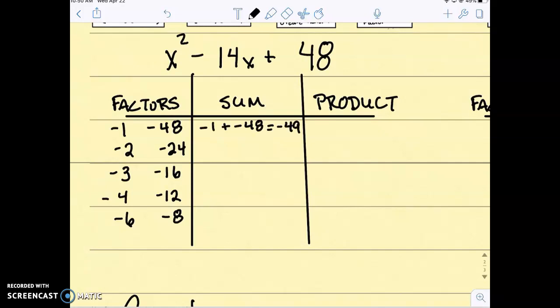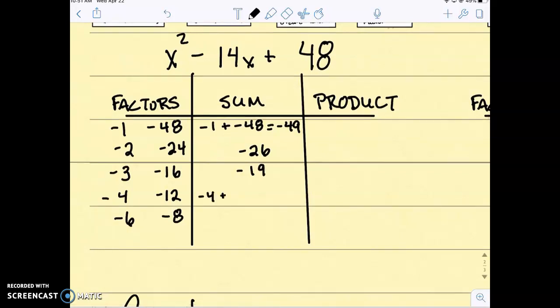Nope, that doesn't work. Negative 2 plus negative 24 is negative 26. Nope. Negative 19. Ooh, I'm getting closer. I'm trying to get negative 14. Negative 4 plus negative 12 is negative 16. So we're really close. Negative 6 plus negative 8 is negative 14. Negative 6 times negative 8 is positive 48.